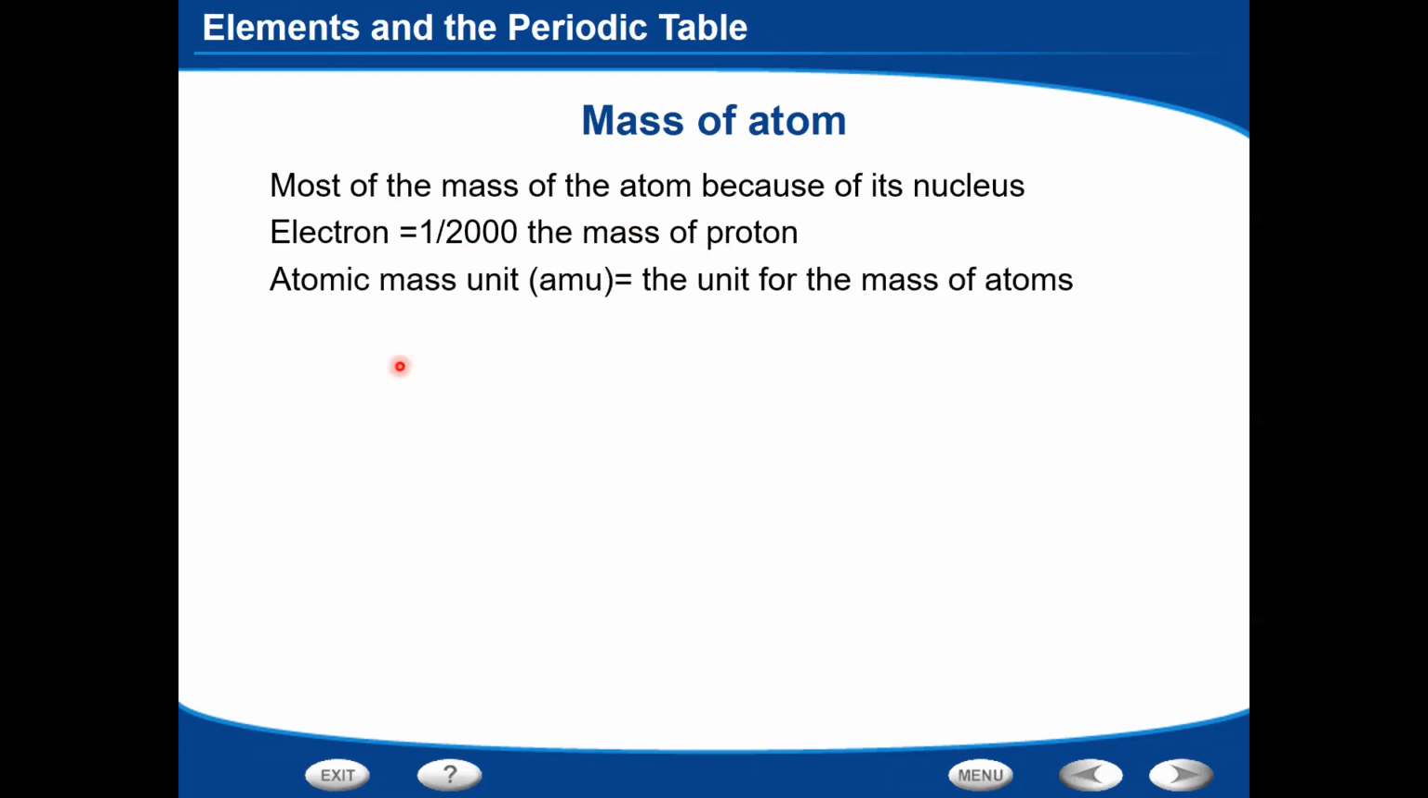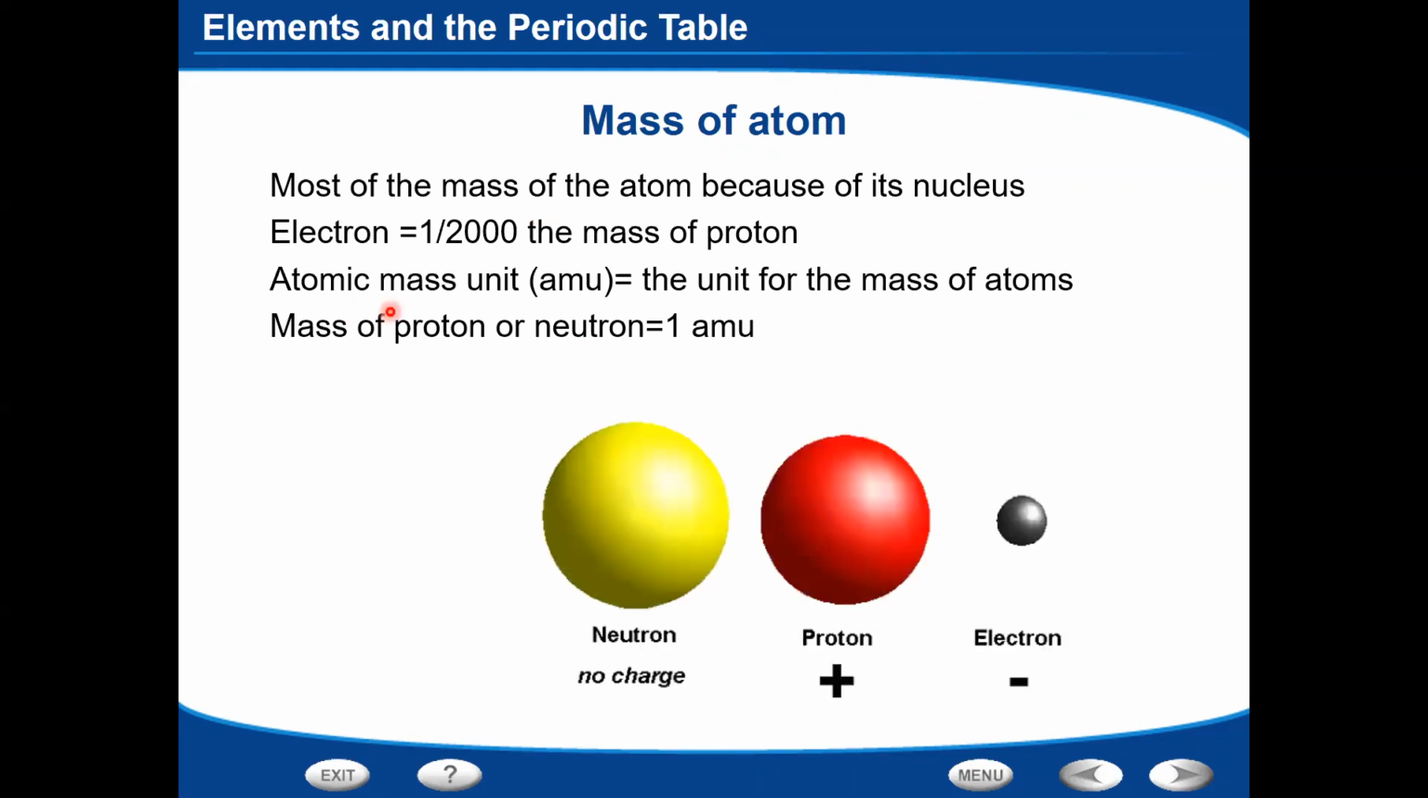So what's the unit for the mass of the atom? Because the atom is very, very, very small, not like any other objects, they made a special unit for the atom called the atomic mass unit. If the mass of one proton or neutron equals one atomic mass unit, the mass of the electron will be one out of 2,000 atomic mass units. It's special for the atom because it's very small, and electrons have almost no mass.